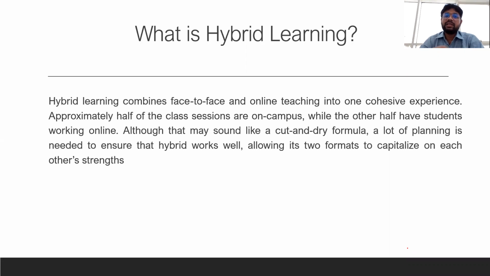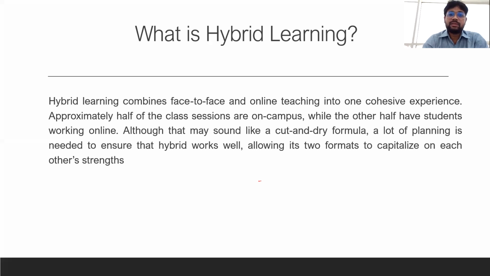Actually, hybrid learning combines face-to-face and online teaching into one cohesive experience. Approximately half of the class sessions are on campus, while the other half is students working online. So this is quite interesting: this time half of the students have to attend the offline classroom and half of the students have to attend online. This is based on the ratio. So the differentiation between hybrid and blended is on the basis of the ratio that you decide for offline as well as online.